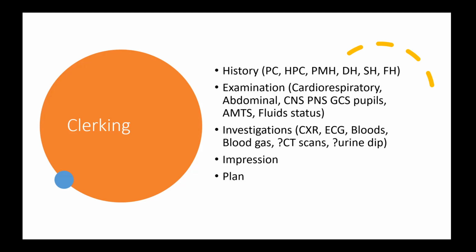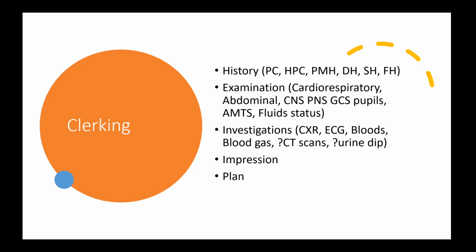So the documentation of examination would be quite similar to the ward round documentation, except I would drop down the GCS and say CNS NAD, power 5 out of 5, AMTS 10 out of 10.